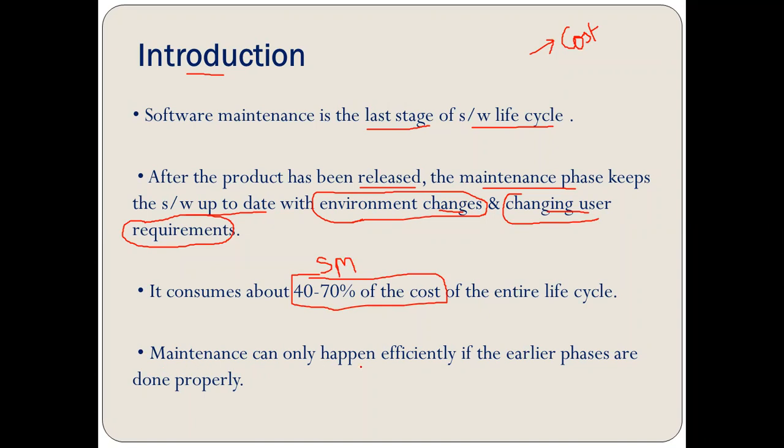Maintenance can only happen efficiently. How can it happen efficiently? Only and only if the earlier phases are done properly. As we have already seen many times, if the errors are uncovered at the earlier stage, it will have less maintenance cost and vice versa. So if the earlier phases are done properly, then our maintenance can work efficiently and that will include less cost, right?